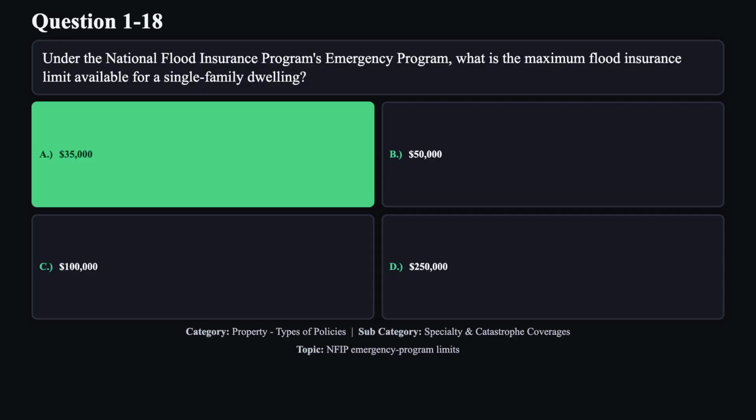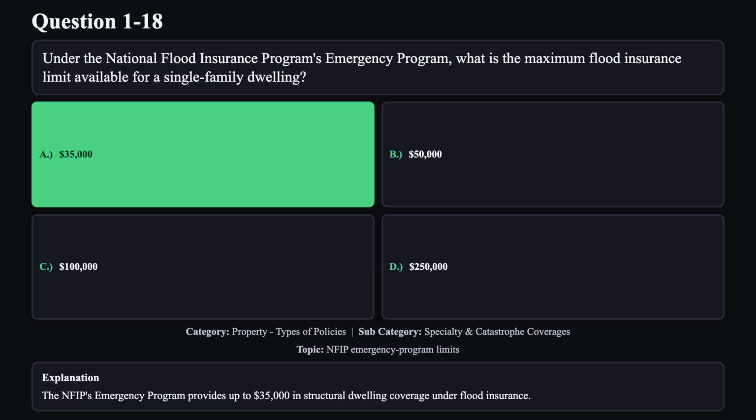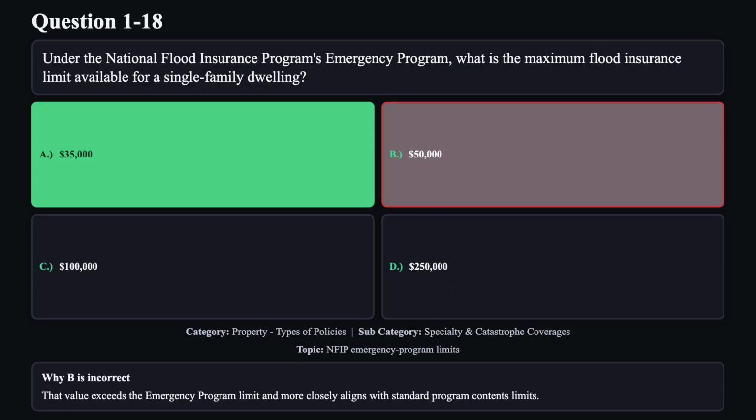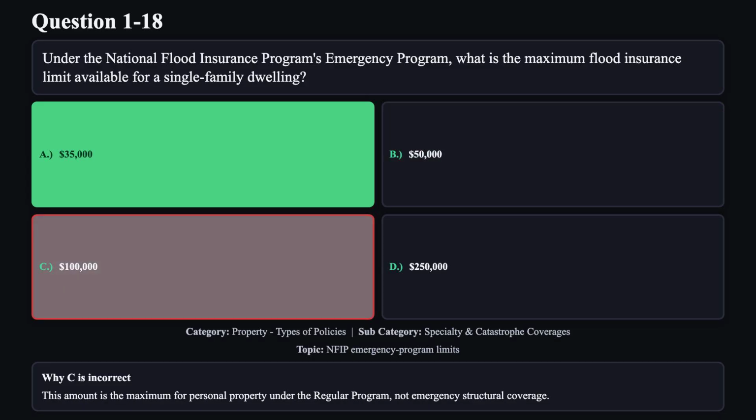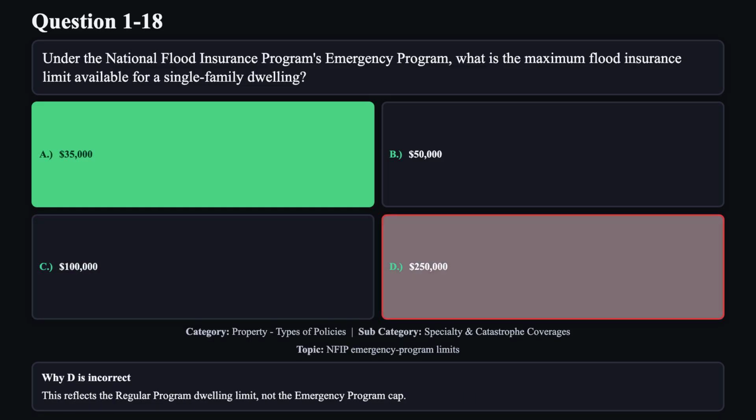The correct answer is A. The NFIP's emergency program provides up to $35,000 in structural dwelling coverage under flood insurance. Reason B is not correct. That value exceeds the emergency program limit and more closely aligns with standard program contents limits. Reason C is not correct. This amount is the maximum for personal property under the regular program, not emergency structural coverage. Reason D is not correct. This reflects the regular program dwelling limit, not the emergency program cap.